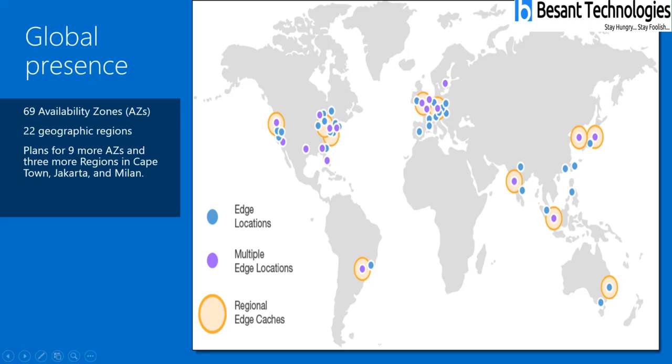In that image, you can see multiple edge locations. A regional center is the biggest one. How many regional centers worldwide? We have 22 regional centers. Under those regional centers, we have availability zones and edge locations, and multiple edge locations means more than one edge location is also available in our 22 regional center geographic regions.